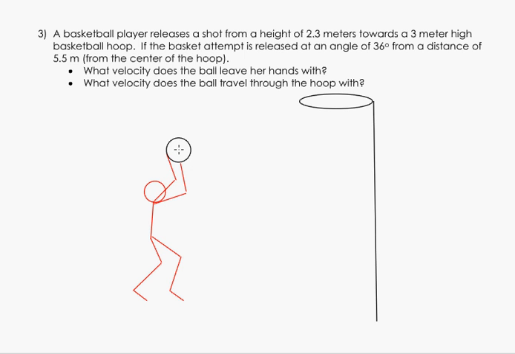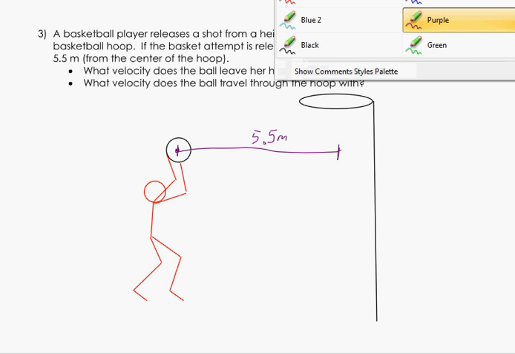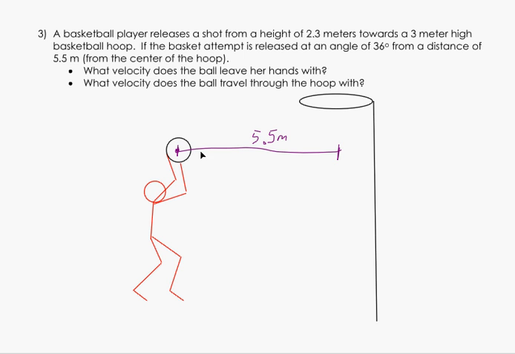I'm going to draw from where it releases and in the direction to here. It's kind of a little annoying, but this right here is 5.5 meters. And then let's pick a different color. Let's go with blue. From here to the ground, this is 2.3 meters. And then from here to here, this is 3 meters.